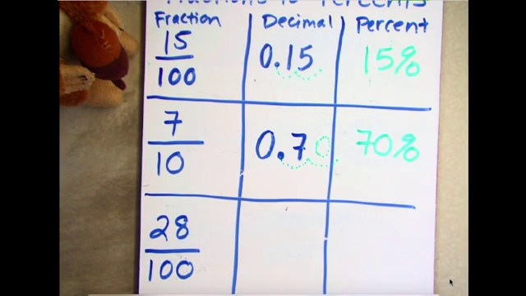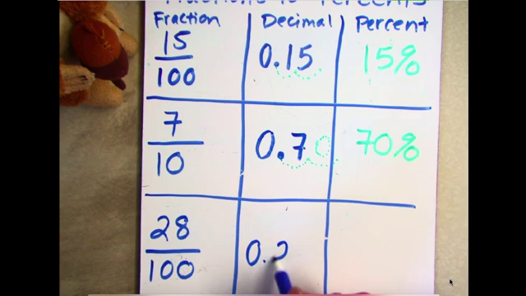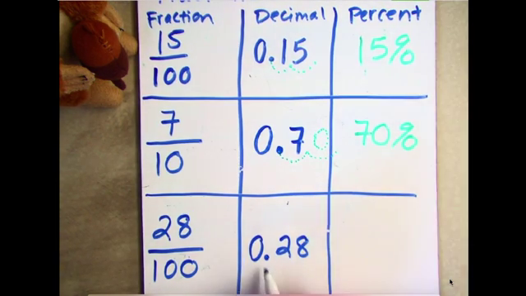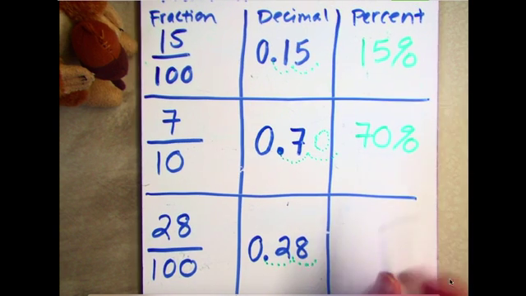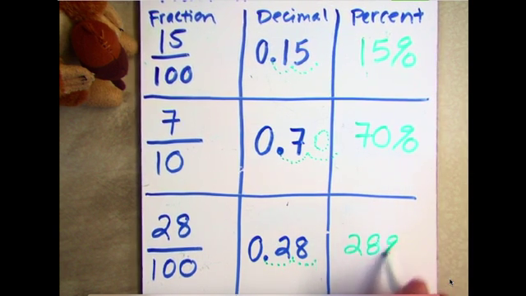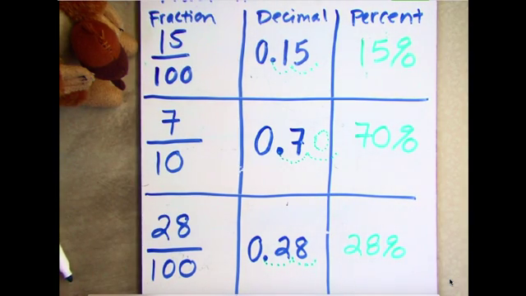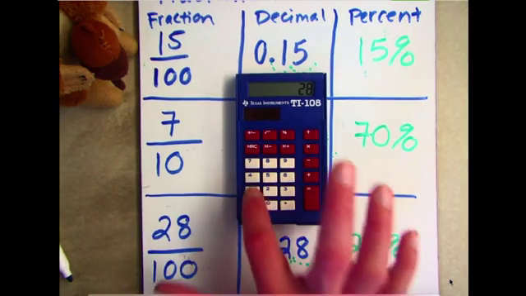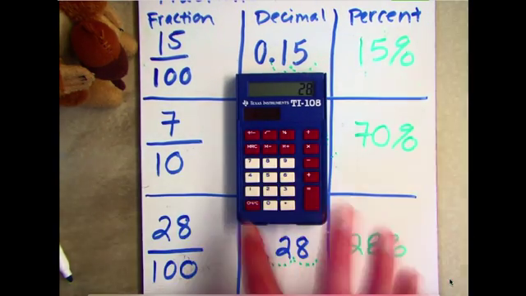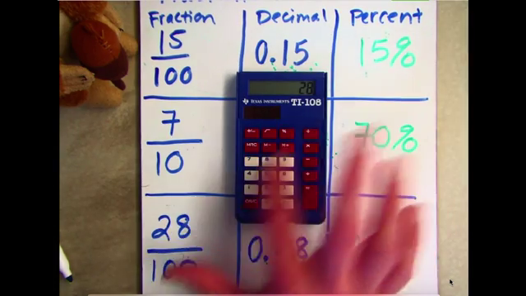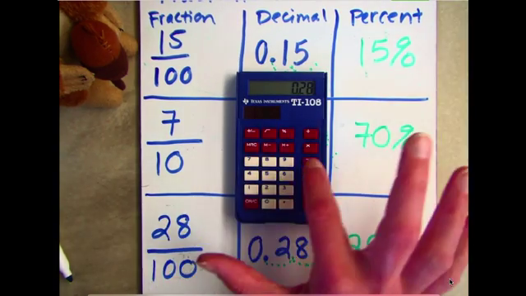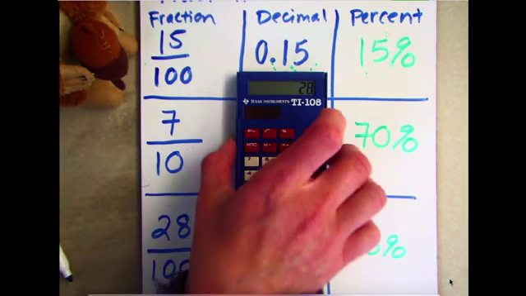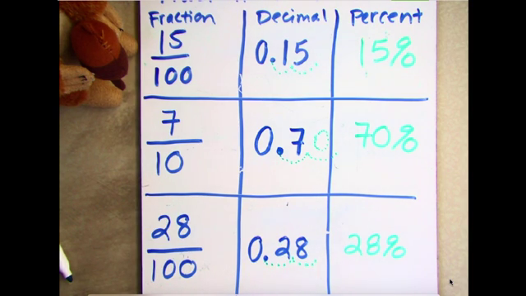So hopefully you came up with a decimal of 0.28 or 28 hundredths. One of the ways you could have done this was brought the decimal point over 2 places to get 28%. All right, you could have used your calculator and done 28 divided by 100 percent sign. Or you could have done the decimal way, 28 divided by 100 equals the decimal times the number 100. Right, you get 28%.